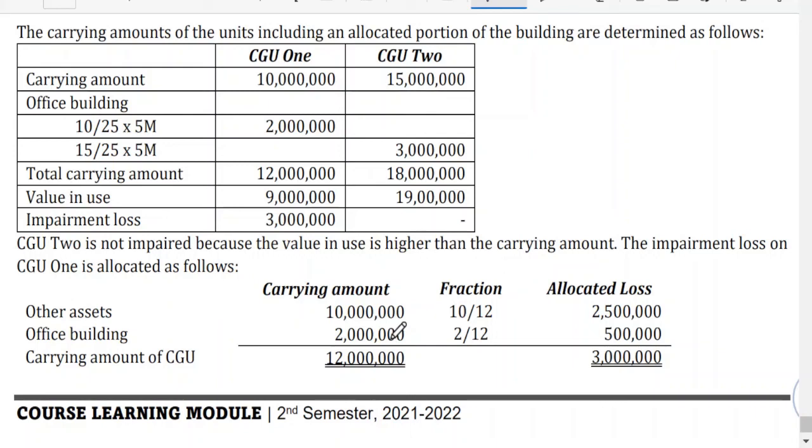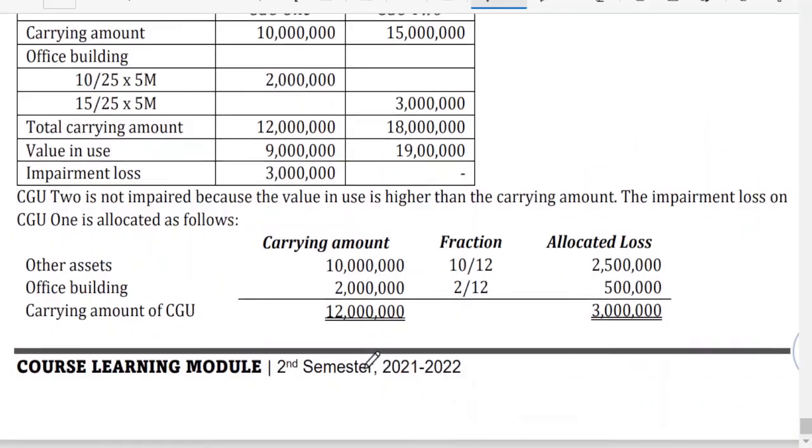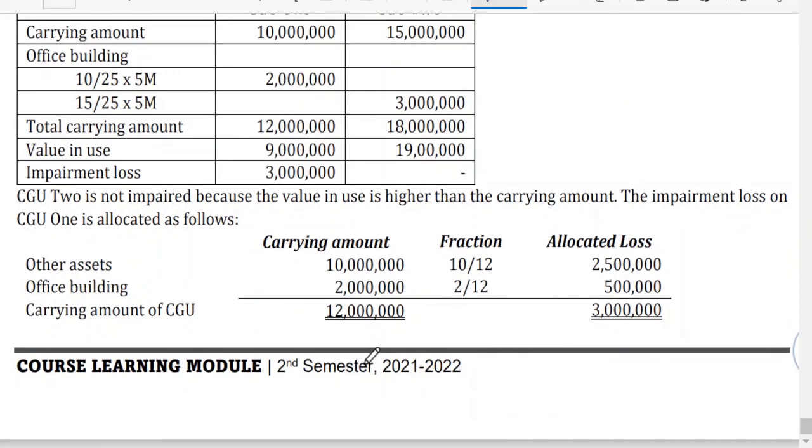So, how much would be the impairment loss? That would be 3 million, and that will be allocated between the other assets of the CGU1, or what is recorded here as the assets, and the remaining other allocation would be for the office building on the basis of the carrying amount. Remember that the carrying amount of the CGU originally without the office building is 10 million, while the carrying amount of the office building, which is allocated portion, is 2 million. So we have 10 plus 2, that's 12. So 10 over 12 and 2 over 12 multiplied by 3 million, which is our impairment loss here. So the allocated loss to the CGU's assets is 2,500,000, and to the allocated office building to CGU1, that would be 500,000, for a total of 3 million.